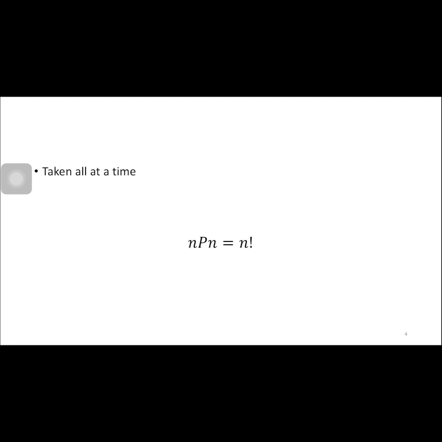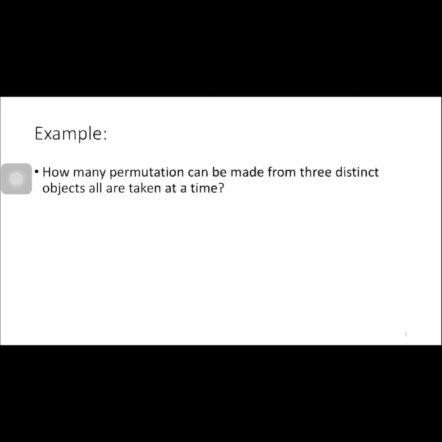First case under linear permutation is taken n all at a time. This is the formula that we'll be using. nPn is equal to n factorial. For our example, how many permutations can be made from three distinct objects all taken at a time? So we have nPn is equal to 3 factorial, which is equal to 6.